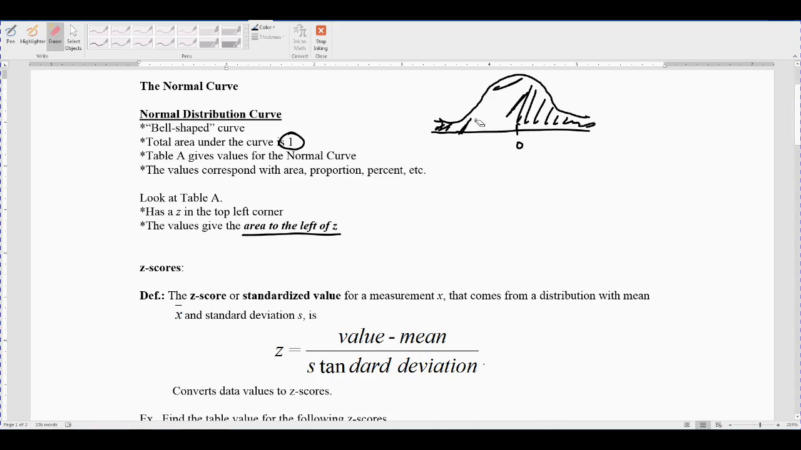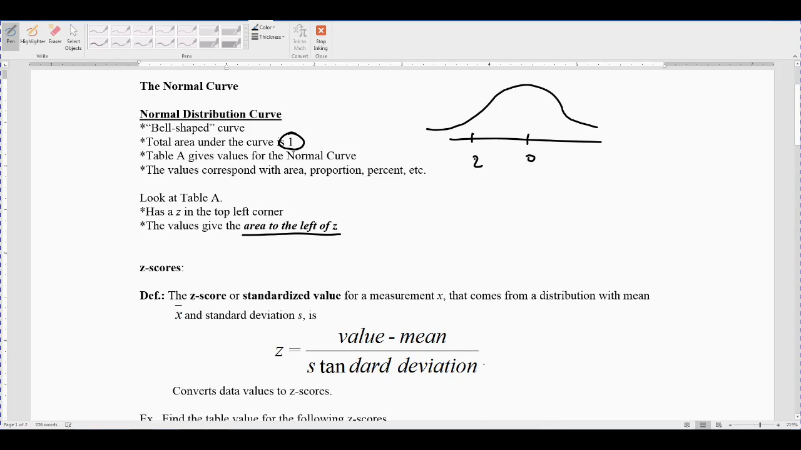So we'll erase the whole thing. If I were to give you an arbitrary z value, say right here, and I looked at the table value that represents that z, it's going to give me the area to the left of that. It's going to actually be really small.